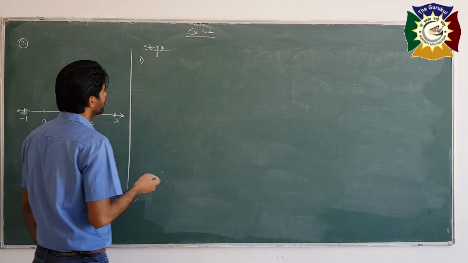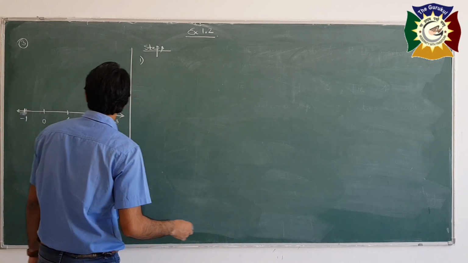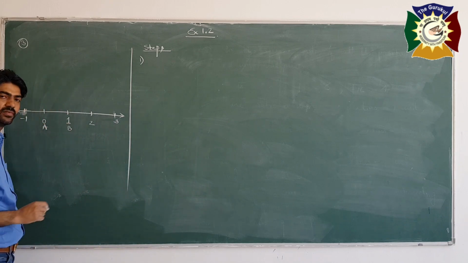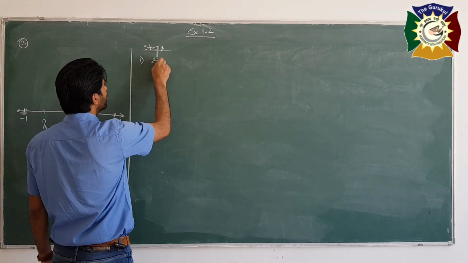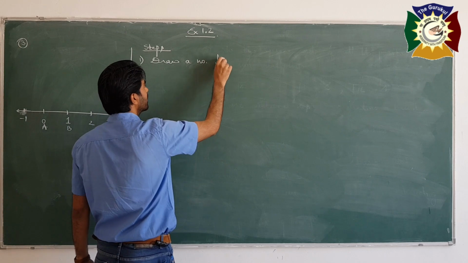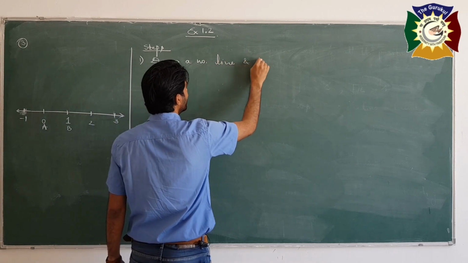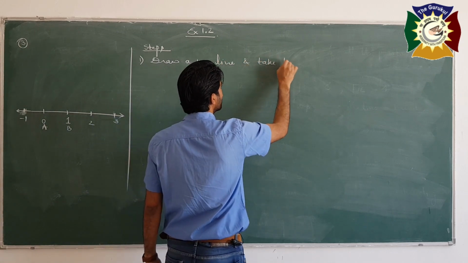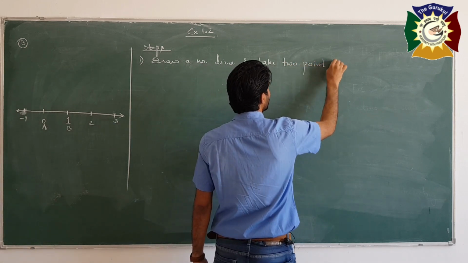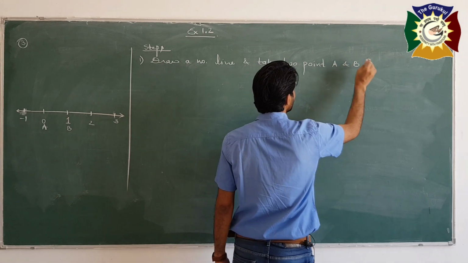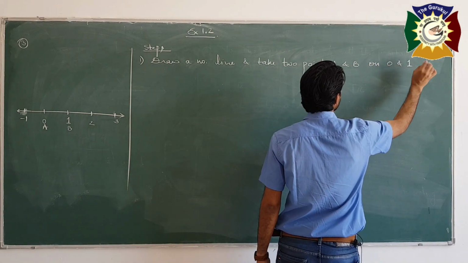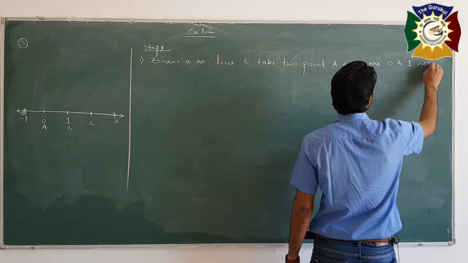So, first step, draw a number line and take 2 points, A and B, on 0 and 1 respectively.